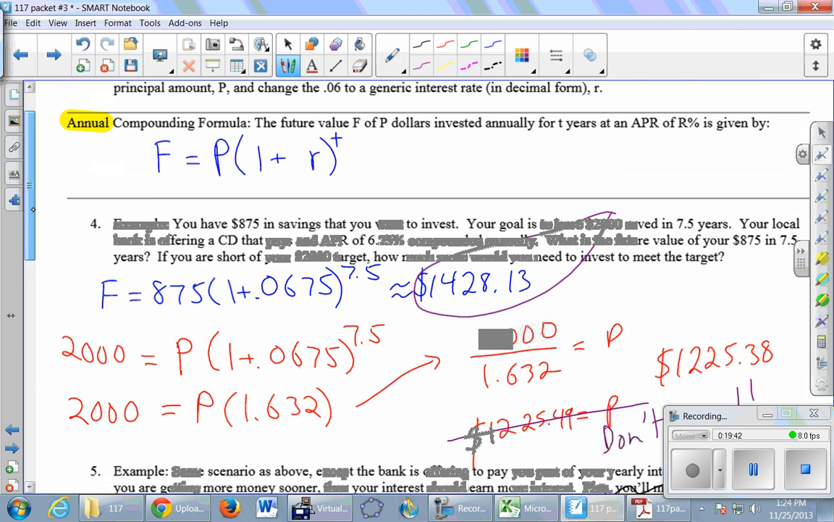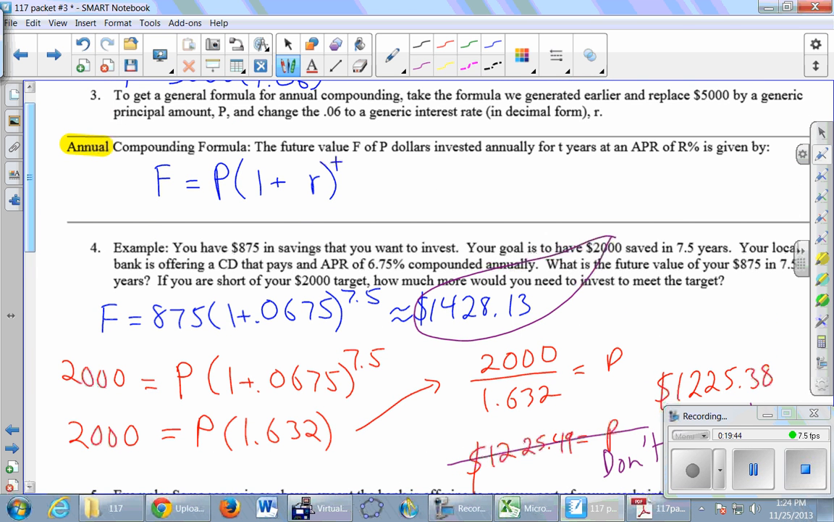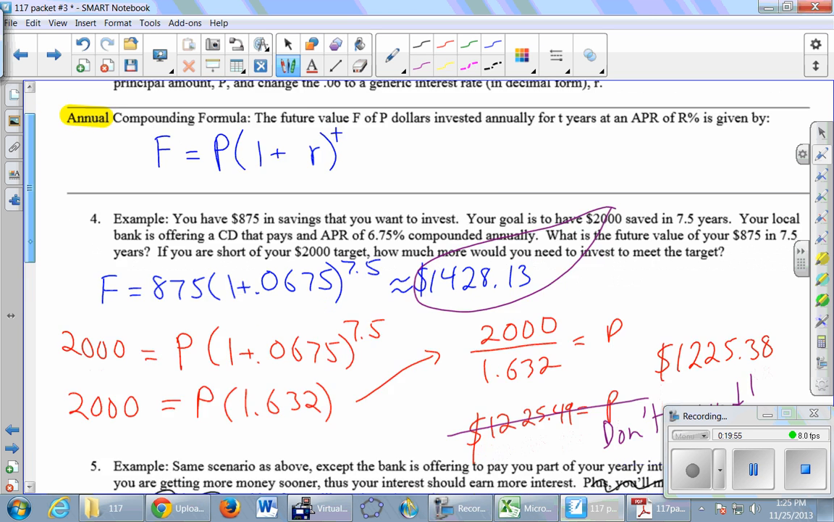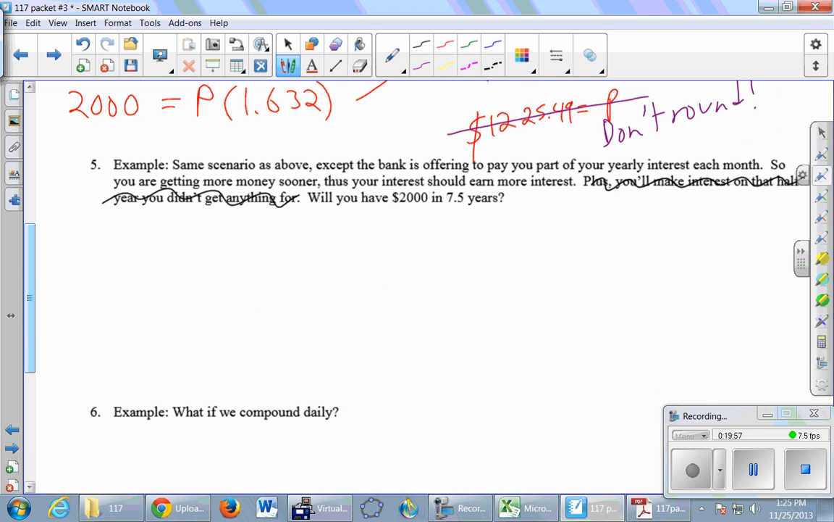So here's what we do. We only have this one formula, so here we have to modify it a little bit. It's not fair to just change R to 6.75. What do we have to do to really find how much interest you get every month? We're going to divide that by 12. Okay, let's do that. I'm going to use that same formula, still starting with P, which is 875, times 1 plus 0.0675, but we cut it into 12 equal pieces.